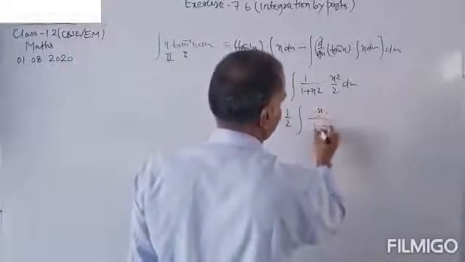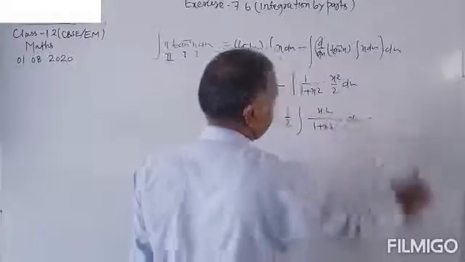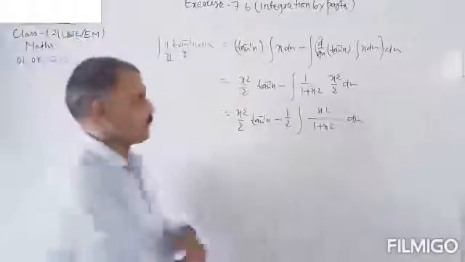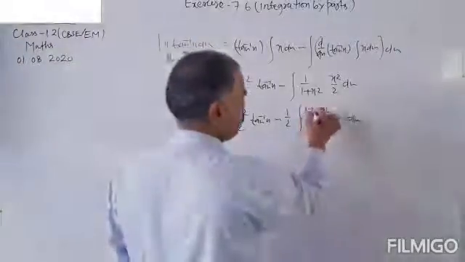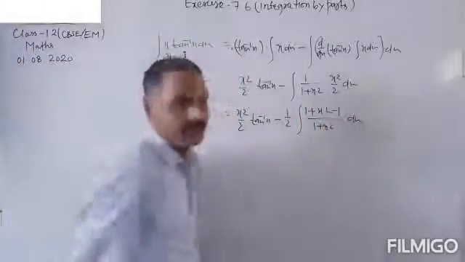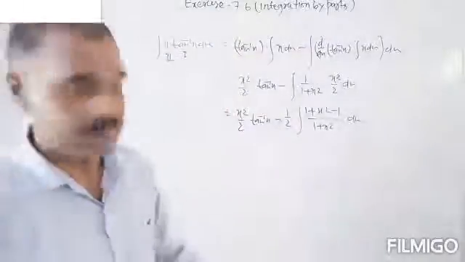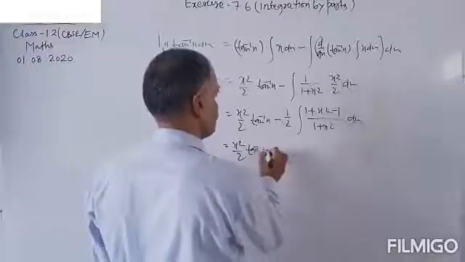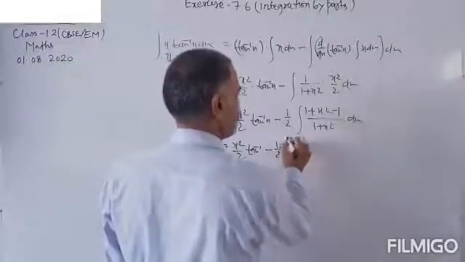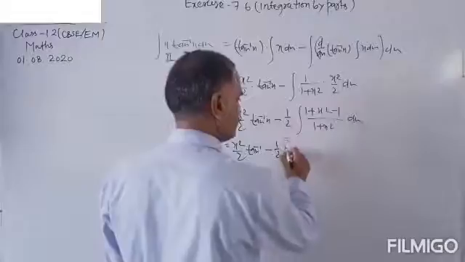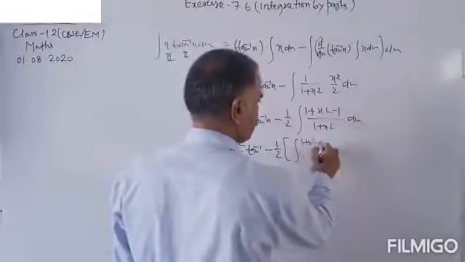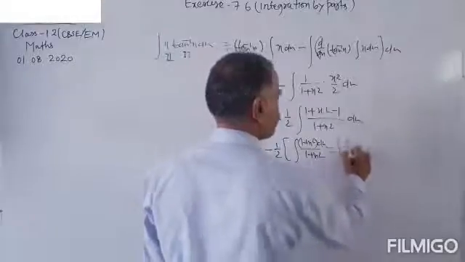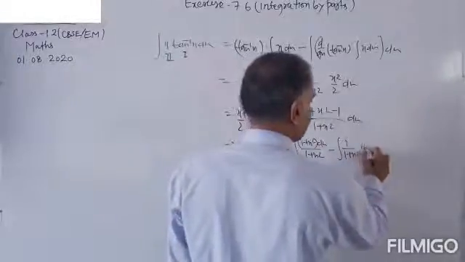So this is equal to x square by 2 tan inverse x minus 1 by 2 integration of x square upon 1 plus x square dx. Now we have to make a change in the second integration. What change? We have to add 1 and subtract 1 with x square. So this is equal to x square by 2 tan inverse x minus 1 by 2, integration of 1 plus x square dx upon 1 plus x square minus 1 upon 1 plus x square dx.